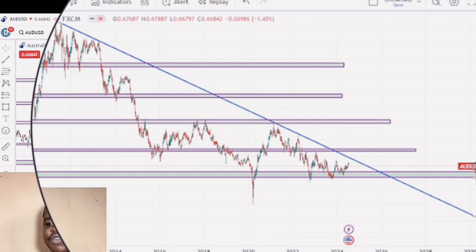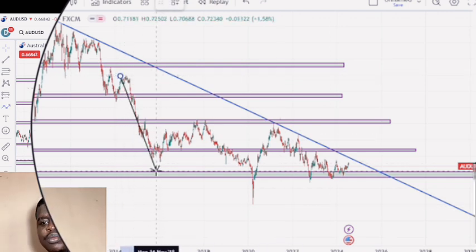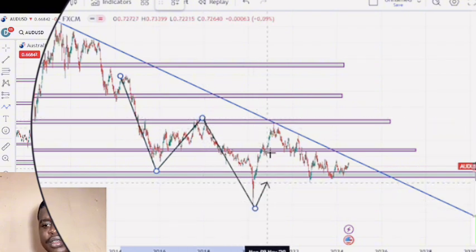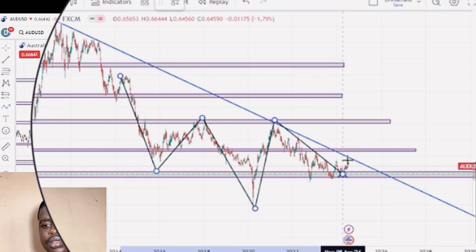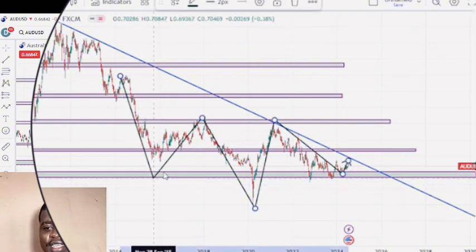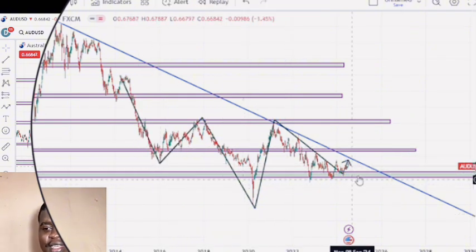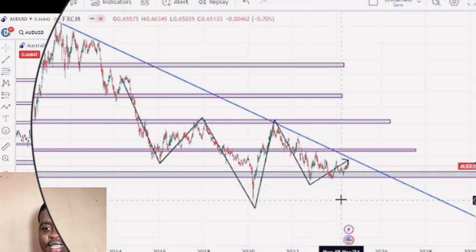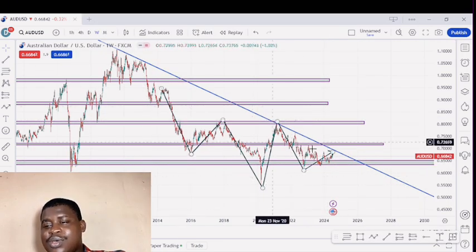So on the weekly time frame, what am I seeing here? Let me just give you a broad analysis of what is happening here. See, currently this is where we are. This right here. So this is where we are.